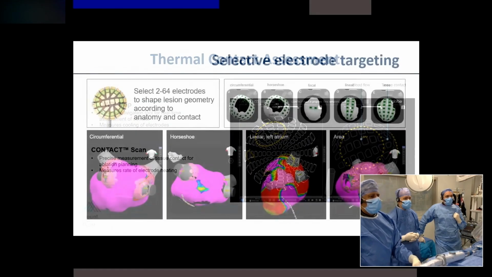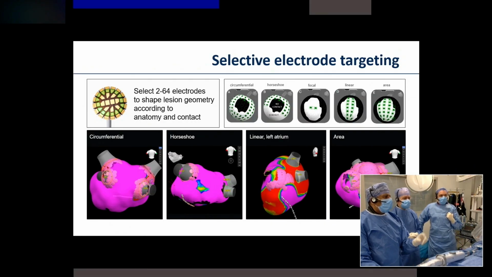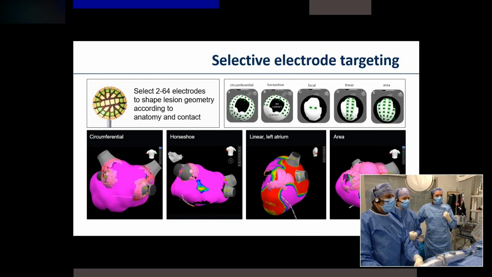Next slide. Yeah, so you can select, and you'll see as we do this, anywhere from a pair of 2 to 64 electrodes. And the whole concept is to try to get the whole vein and do it all in one shot. Next slide.